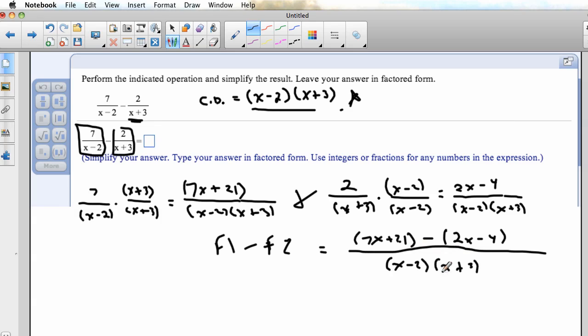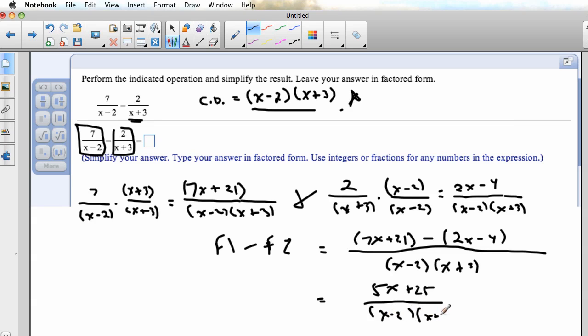So this is a subtraction problem, and so now I can just do 7x minus 2x is 5x, and I have plus 21 minus negative 4. So 21 minus negative 4 is the same as 21 plus 4, so that's 25. And the denominator is x minus 2 times x plus 3.